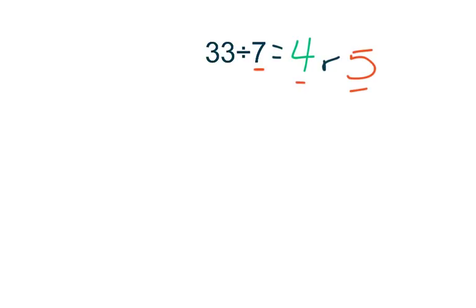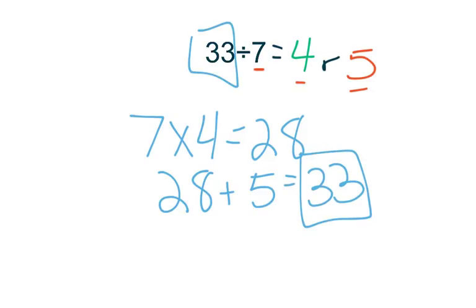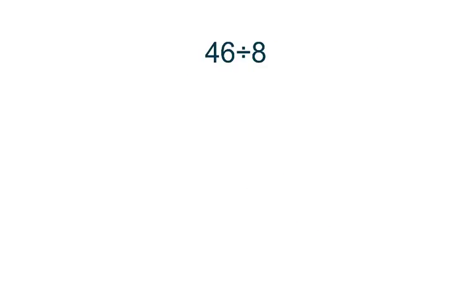If I check my work with multiplication, I'm going to multiply 7 times 4, which gives me 28. And then I have to add 28 plus 5, and that gives me 33, which is what I started with as my dividend. Okay? Our next problem, 46 divided by 8. Go ahead and solve this problem. I want to know what is your quotient and what is your remainder.